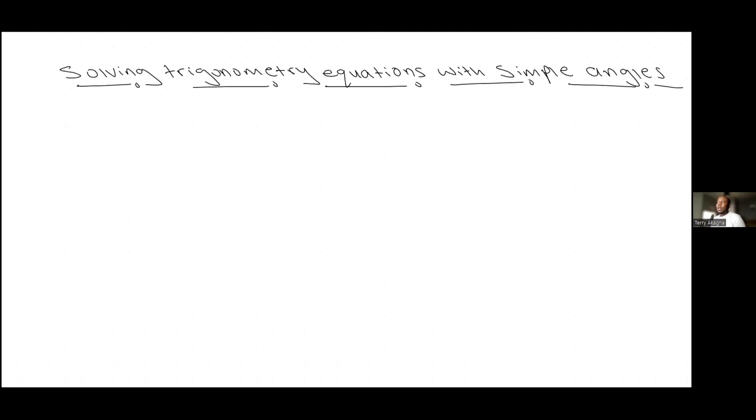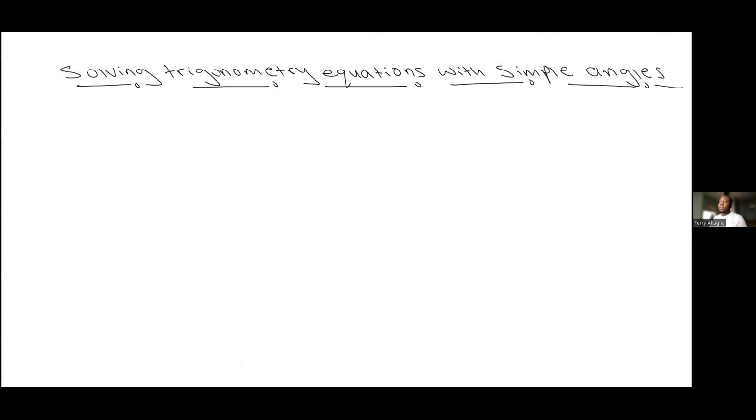So we'll be talking about how we solve trigonometry equations with simple angles. In the previous video, I introduced the concept of cast diagrams, and I also talked about how we get the angles and which of them is positive.